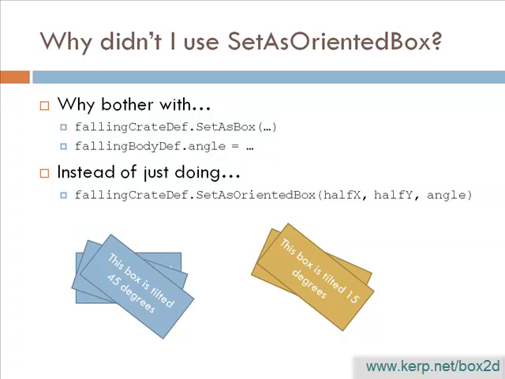Really, the situation where you would use this setAsOrientedBox function is if, for example, you wanted to create the letter W in Box2D. You could use multiple shapes that were oriented boxes to create the slants of the W, combine it all into one body that would then be the letter W. If you're doing it just to create a crate that looks like it's tilted, don't use this function. Use the normal setAsBox and then tilt the body. It'll be a whole lot easier for you.